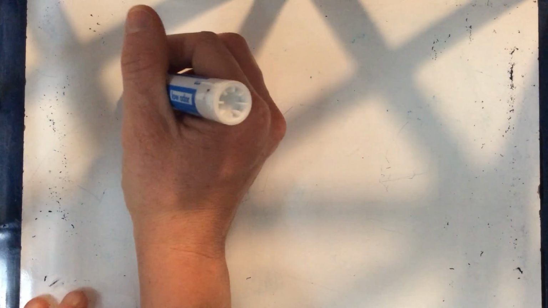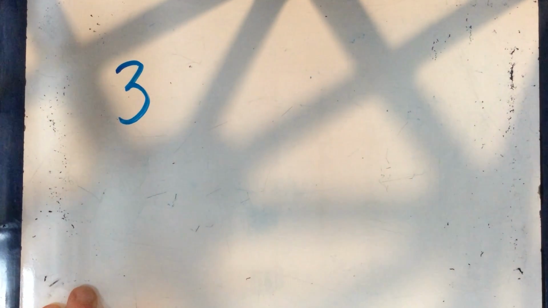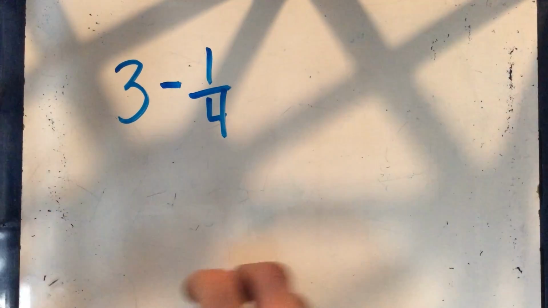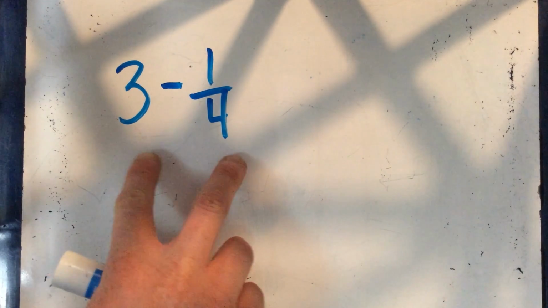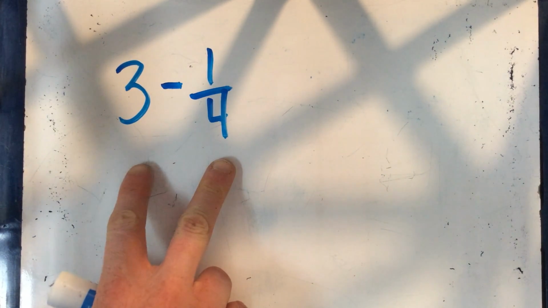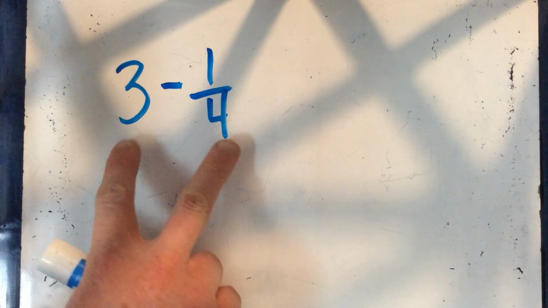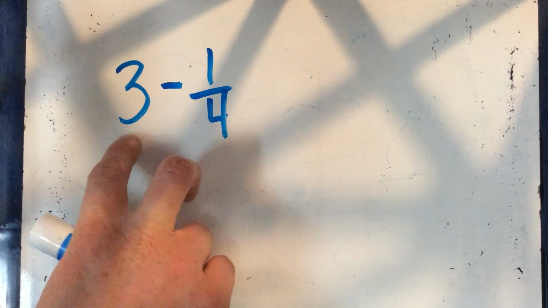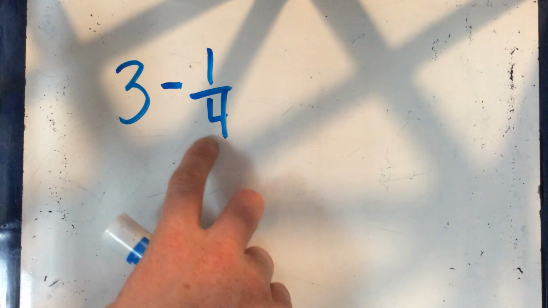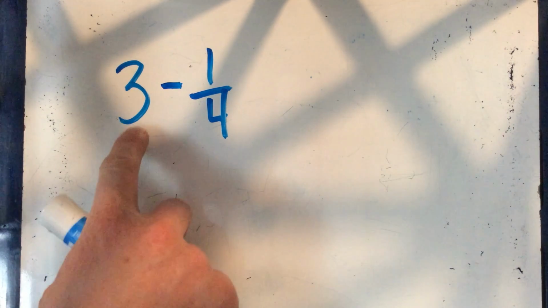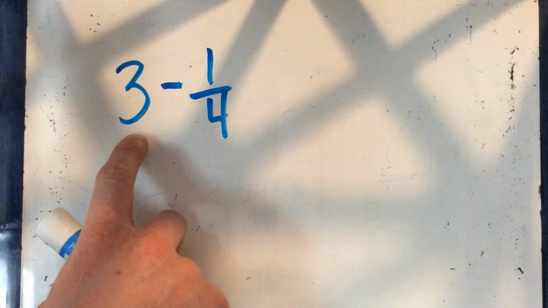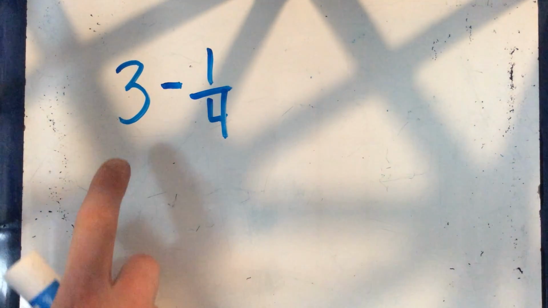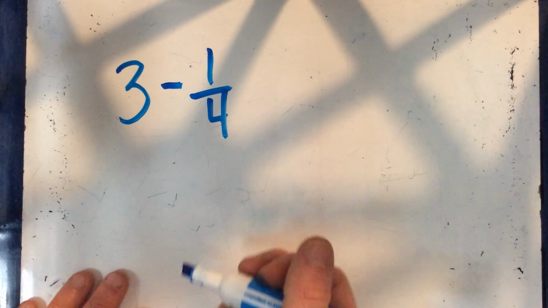Okay, so we have a whole number, 3, and we're going to subtract a fraction, 1/4. We know that just as this is written, we cannot subtract because we don't have common units. These are both different units. We have 3 wholes and 1/4. So we're going to have to change our whole number into fourths, or at least to decompose it so that part of it is into fourths, and you'll see what we mean.